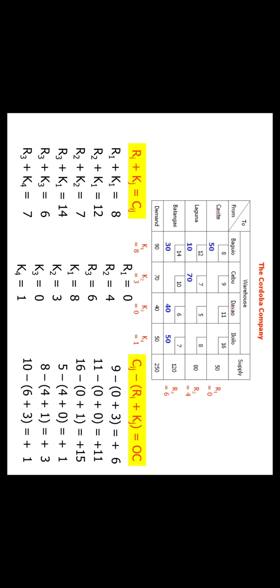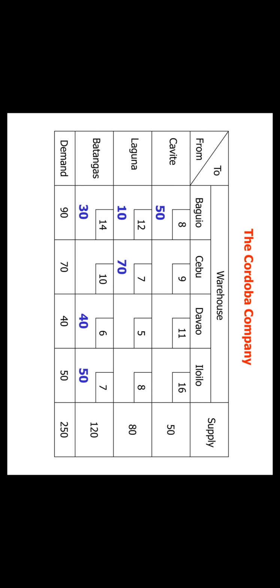The last step would be, again, for you to recompute for the resulting total transportation cost based on the pattern that you have in your optimal tableau. And that can be computed by getting the sum of the product of the number of units assigned to a cell and its corresponding cost. So in this case, that would be 50 multiplied by 8, plus 10 multiplied by 12, plus 30 multiplied by 14, plus 70 multiplied by 7, plus 40 multiplied by 6, plus 50 multiplied by 7.